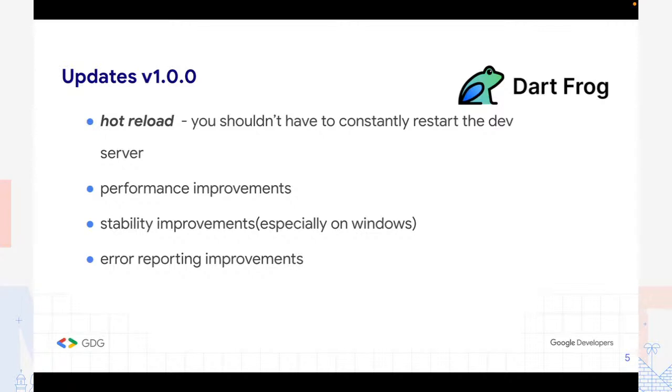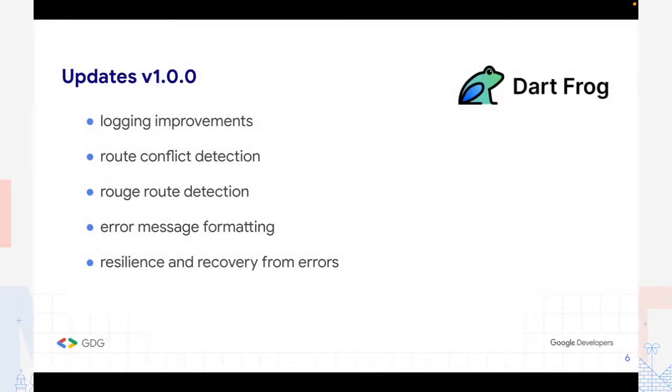And error reporting improvements, also the verbose mode in which we can detect what is going on in the backend. Some logging improvements, again the verbose mode that logs every minor detail, route conflict detection, some error message formatting, and also resilience and recovery from errors. Like I said, the first version was more of an experimental version. A lot of improvements were made, and all of these were made to improve the way Dart Frog works.